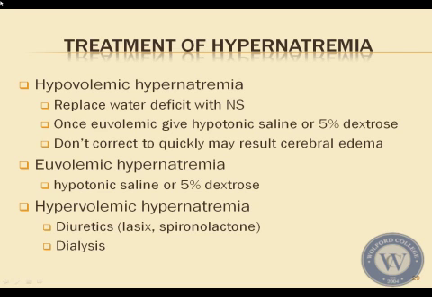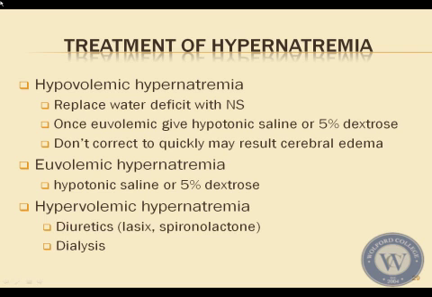Treatment of hypernatremia depends on the situation. If you're hypovolemic and hypernatremic, you basically need to replace water deficits with normal saline, or give lactated Ringer's, which is of a little bit less value. Once you're euvolemic, give hypotonic saline or 5% dextrose. You don't want to correct too quickly, which may result in cerebral edema. Remember, if you give a person free water, it's going to go right to the brain and cause cerebral edema. That's why they usually recommend starting off with normal saline initially, so you don't get this effect where the water redistributes and leaves the brain high and dry and you get in a worse situation.